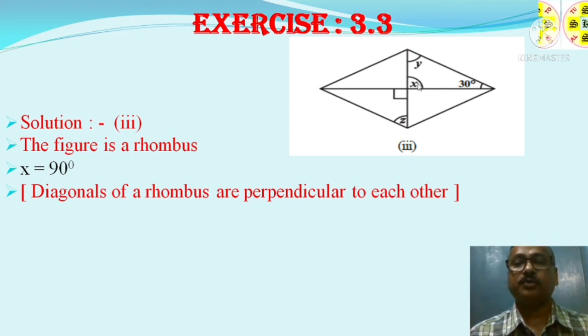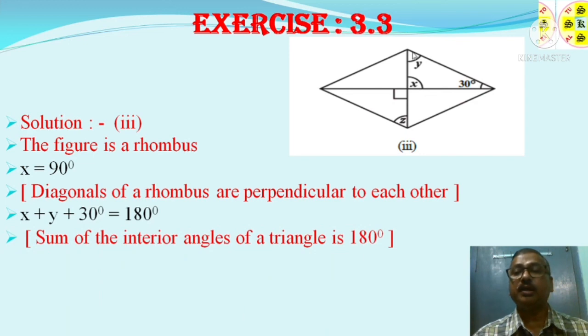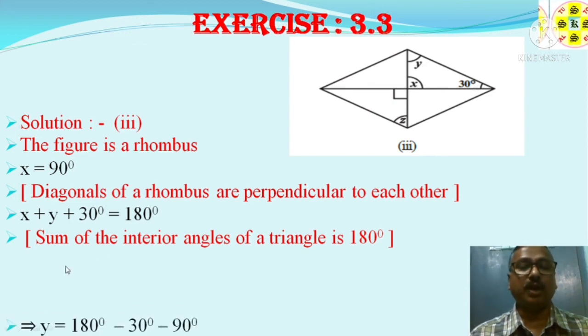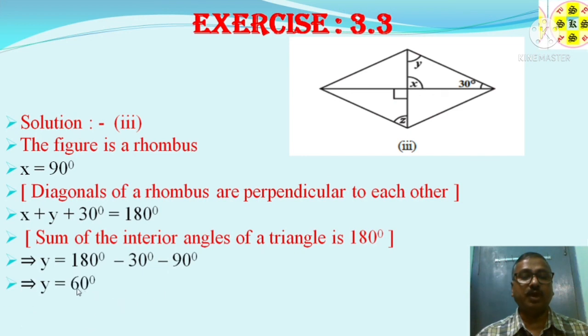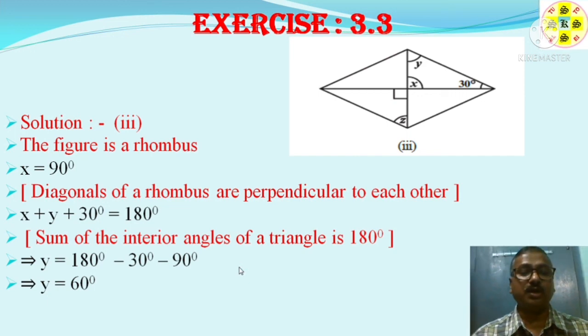So now x is known. Now let us proceed. x plus y plus 30 equals 180 degrees. Reason: in this triangle the sum of all three angles is 180 degrees. So if x is known and this is already given as 30, we can easily find y. After simplifying, we get y equals 60 degrees. This is 180, and the value of x is 90. So if we shift to the right side, minus 30 minus 90, that is 180 minus 120 equals 60. That is y equals 60.